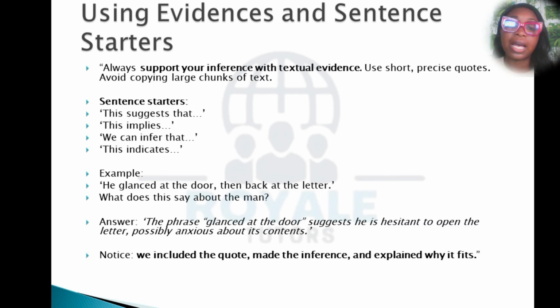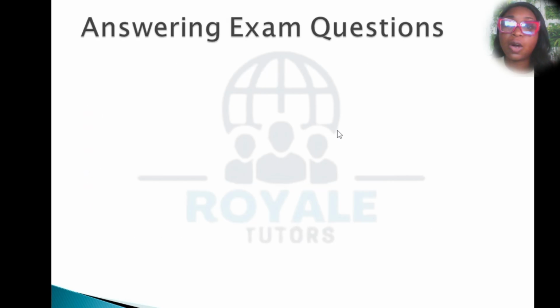Now here we've been able to pick out our textual evidence from the text, and then we use a sentence starter to explain what the evidence or the clue means. All right, notice we included the quotes, made the inference, and explained why it fits. Don't forget that we're still trying to make inferences. We've talked about picking out clues. We've talked about adding our knowledge to the clue to make inference. Now we're talking about using evidences from the text, textual evidence, and then making use of sentence starters to explain what our evidence means.